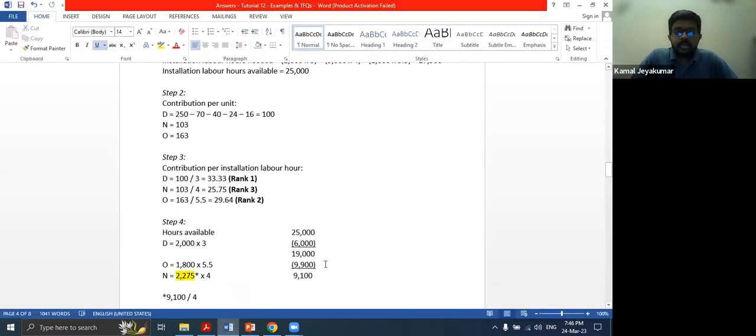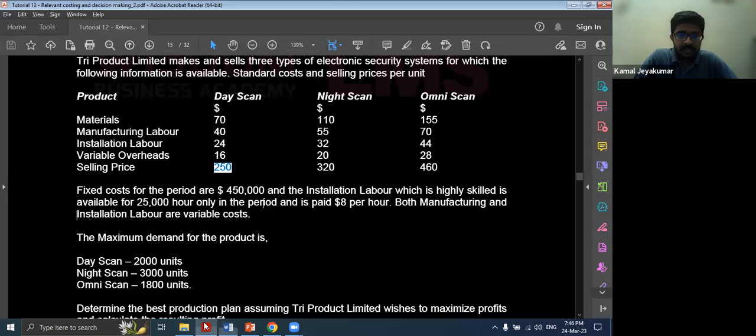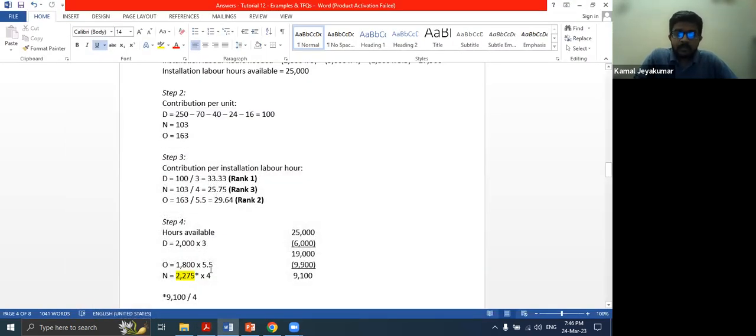So to make 2,000 units, right, per unit will take 3 hours. So you will have 6,000 hours needed to make Dayscanners. Then the remaining is 19,000 hours. Out of that, you will make rank number 2 Omniscan. You will make 1,800 because that's the maximum demand. 5.5 hours per unit, so 9,900 hours will be exhausted for that. You will have 9,100 hours remaining, right?